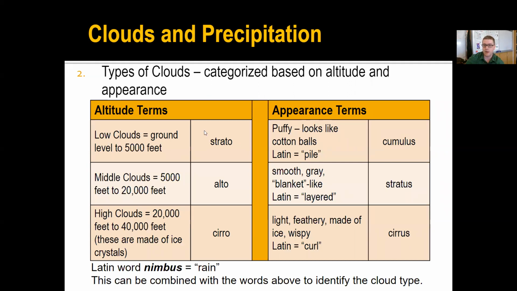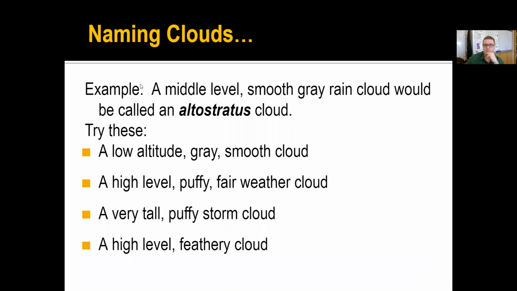You can combine these together to give all sorts of different types of cloud names. So you can have stratocumulus, you can have altocumulus, you can have altocirrus, and then the same for the other cloud types. Or if we're just describing the overall appearance of it, we can use cumulus for puffy, stratus for the blanket-like, cirrus for the light wispy ones. So combining these together, we can describe a lot about cloud types.